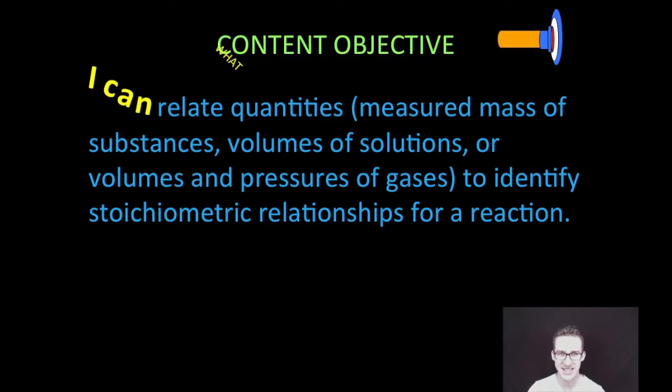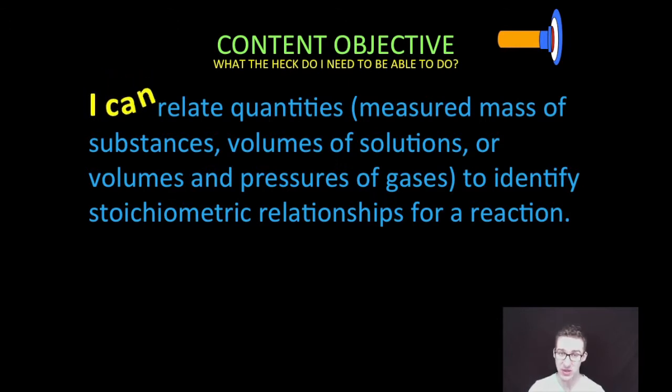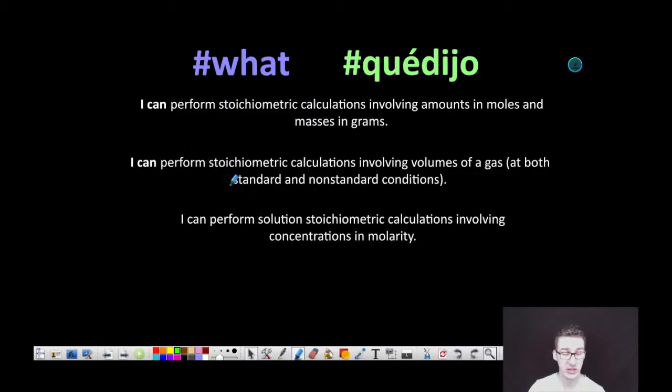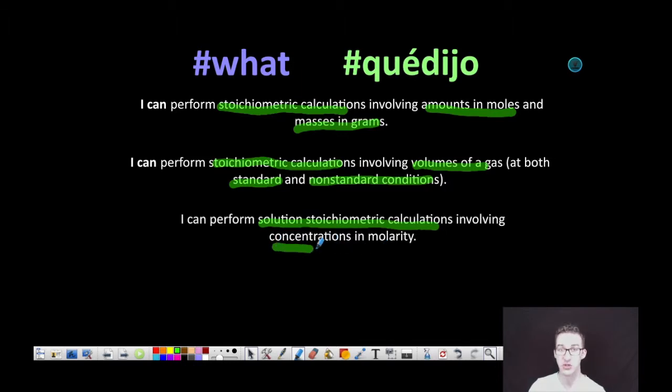All right, chemistry people, today we are going to relate quantities, measured mass of substances, volumes of solutions, or volumes and pressures of gases to identify stoichiometric relationships for a reaction. We're going to do a lot of stoichiometry today. We're going to do some stoichiometric calculations that involve amounts in moles and masses in grams, sort of the standard run-of-the-mill stoichiometry. Then we're going to do some stoichiometric calculations involving volumes of gases, both at standard conditions, so using that 22.4 liters at STP relationship, and non-standard conditions where we may have to use some PV=nRT. And then lastly, some solution stoichiometric calculations involving concentrations with molarity. So lots of stoichiometry, lots of math today.